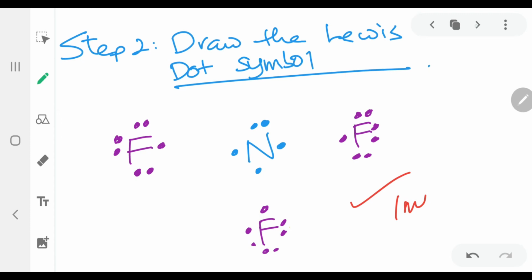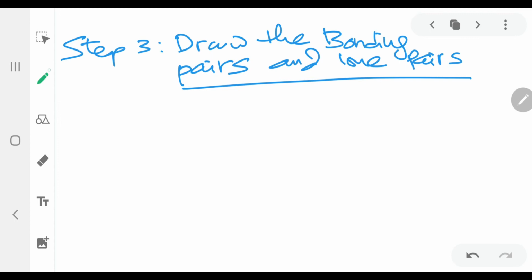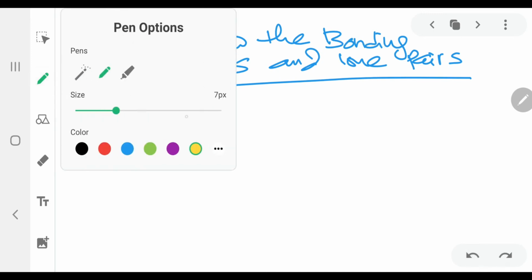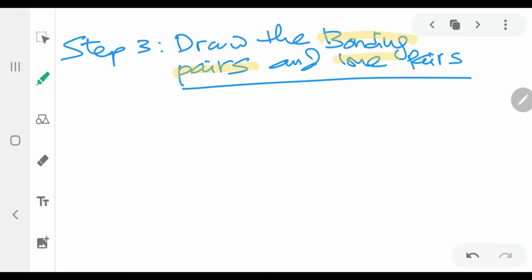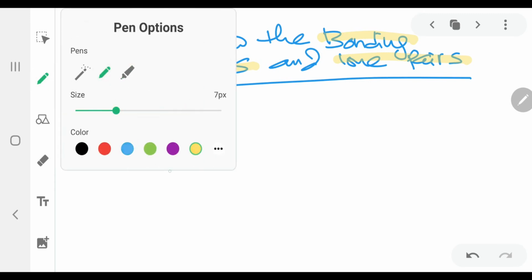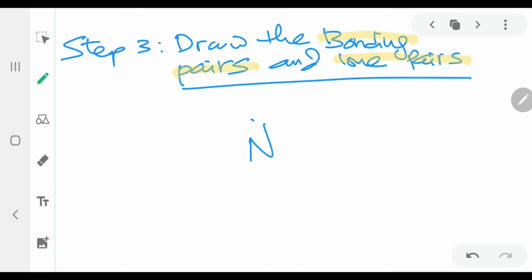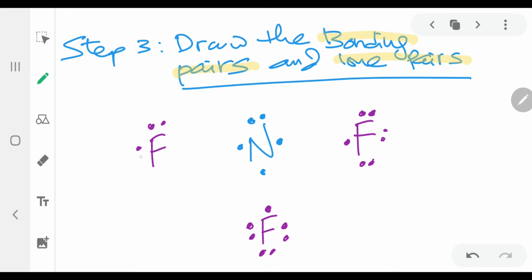Okay, next, step 3, we need to draw the bonding pairs and lone pairs to construct the most plausible Lewis structure. So we've got nitrogen just now as the central atom, and then we have fluorine, like this.